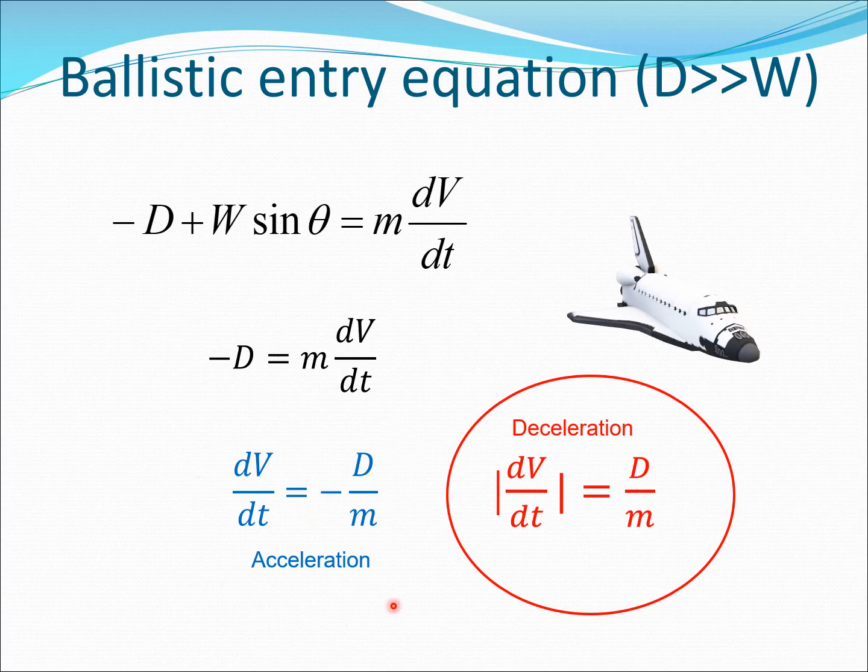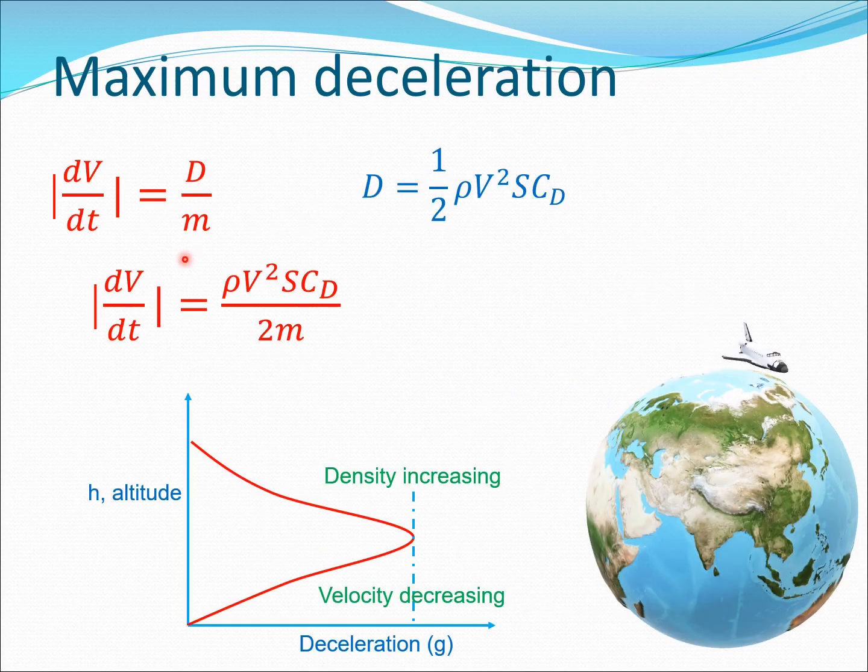Now this is the basic definition of acceleration, that it's the derivative of velocity with respect to time. So deceleration is of course going to be the modulus of this. So the deceleration value is simply drag divided by the mass. So we are going to try to figure out what is this quantity today. So the number we are most interested in is going to be maximum deceleration, but before that we know this is deceleration and drag is given by this value.